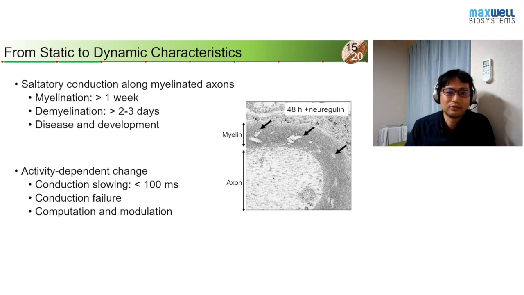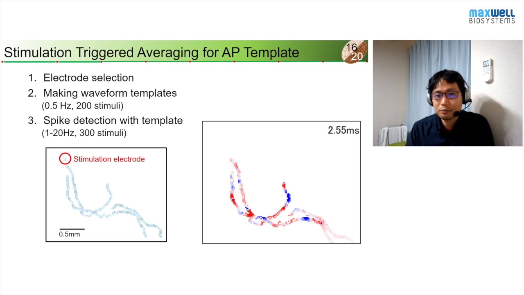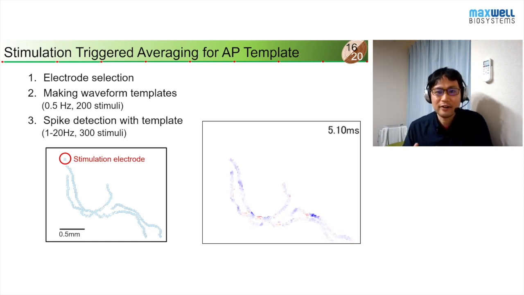And in addition to the static characteristics such as saltatory conduction, dynamic properties are also important in the computational function of axons. So in the latter part, I will share preliminary results on activity-dependent changes in conduction properties. In order to evaluate the changes over a short period of time, we cannot use the axon recording assay, which needs to average multiple spikes. So we must select electrodes under the target axon in a single electrode configuration.